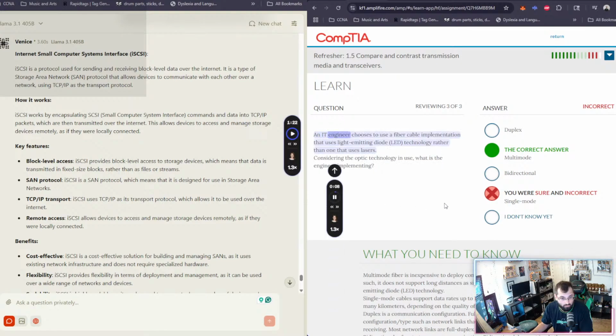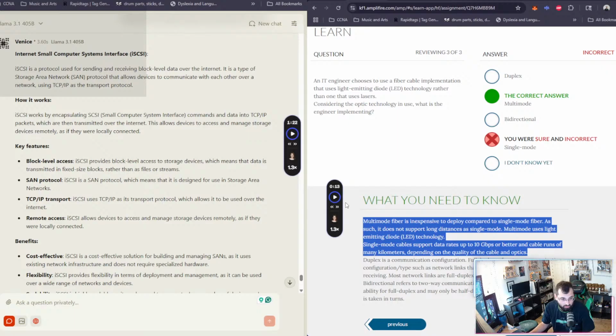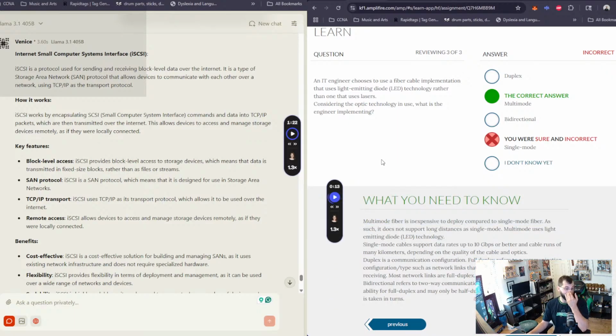An IT engineer chooses to use a fiber cable implementation that uses light-emitting diode LED technology rather than one that uses lasers. Considering the optic technology in use, what is the engineer implementing? Well, I knew it couldn't be duplex because it's optic. Bidirectional could have been, but we haven't really talked much about that. What I need to know is the difference between these two things.